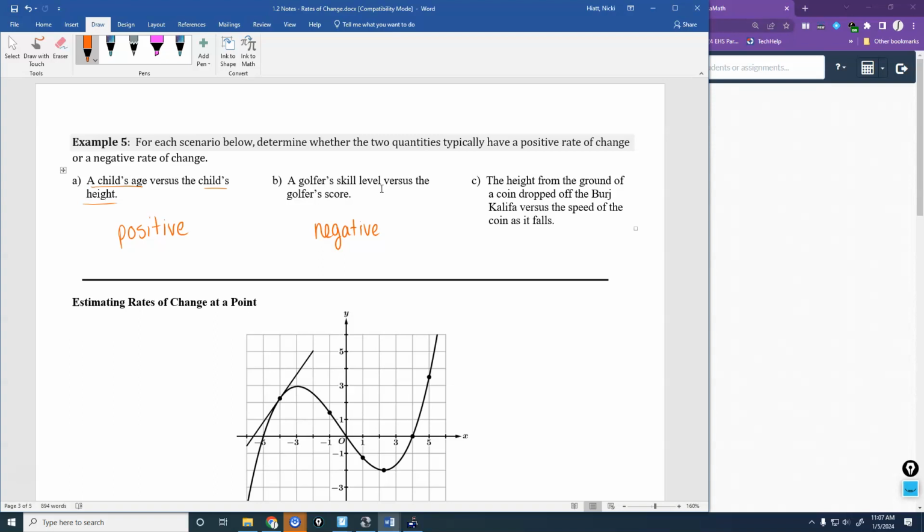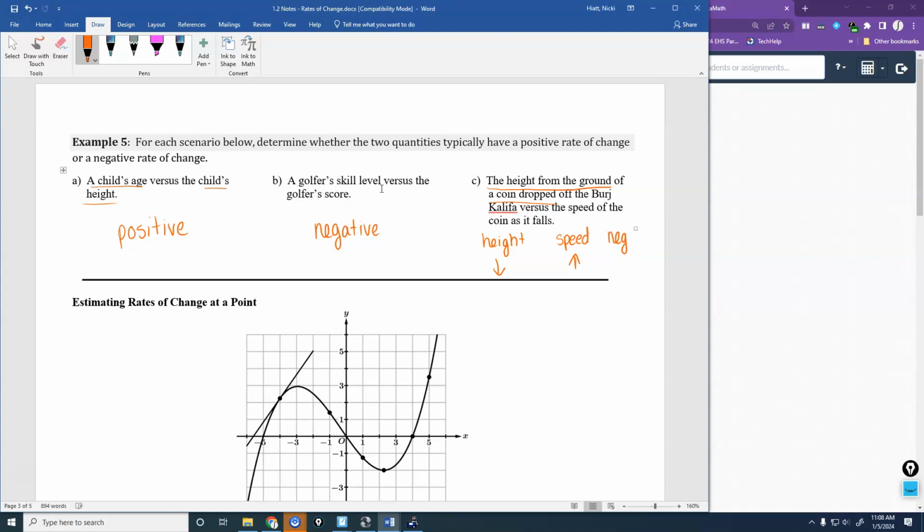Okay. All right. So height. Let's think about it because this one's confusing, right? What's happening to the height? Height is decreasing. And the speed would be increasing. Is that a positive or negative relationship? It is negative. If they are in opposite directions, it's going to be negative.